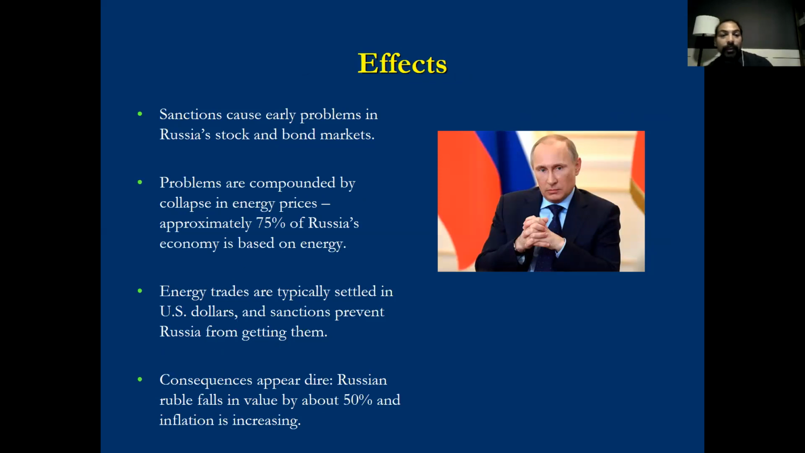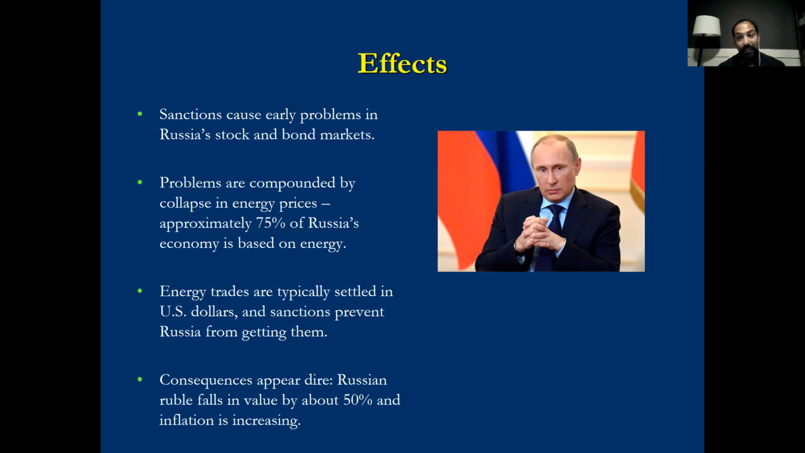But what's interesting is that these sanctions caused early problems in Russia's stock and bond markets, and these were compounded by the collapse of the global energy market in 2014. Not as bad as recently, where oil was trading negative. But at this point, oil had been trading high for a large period of time in the 2000s, well over $100 per barrel, compared to now, where oil is very, very low. What that meant is that if oil was trading that high, Russia had a significant budget windfall.